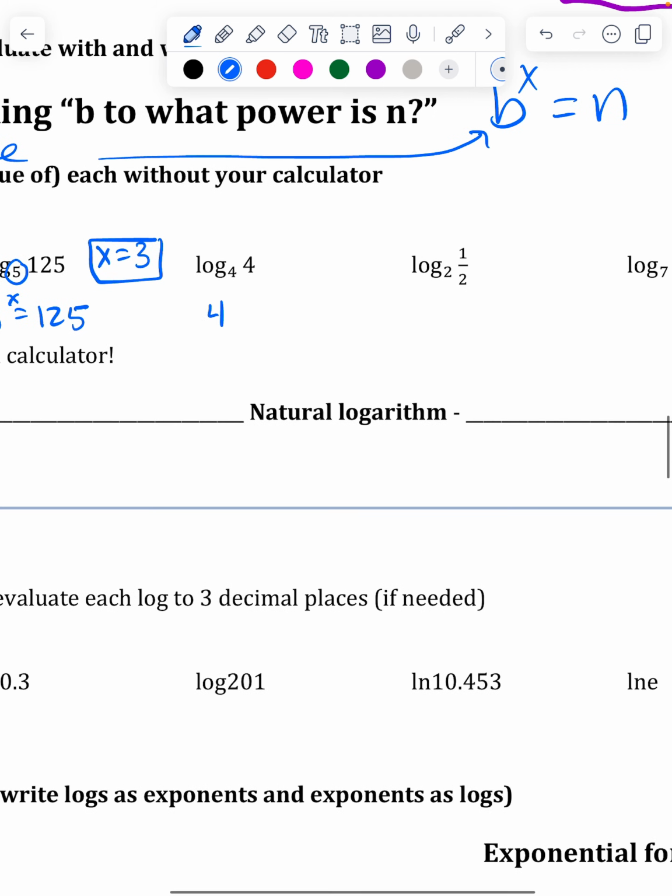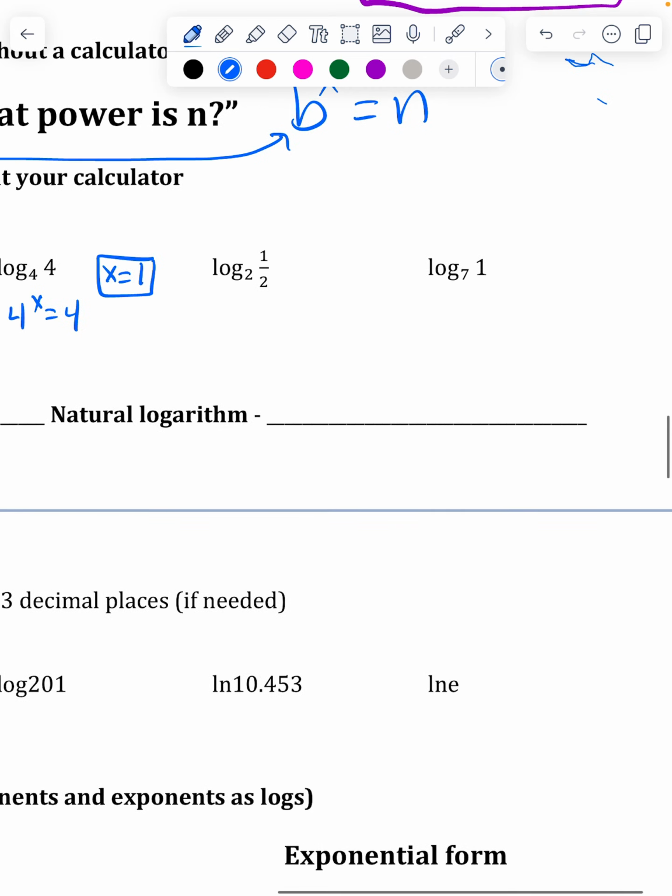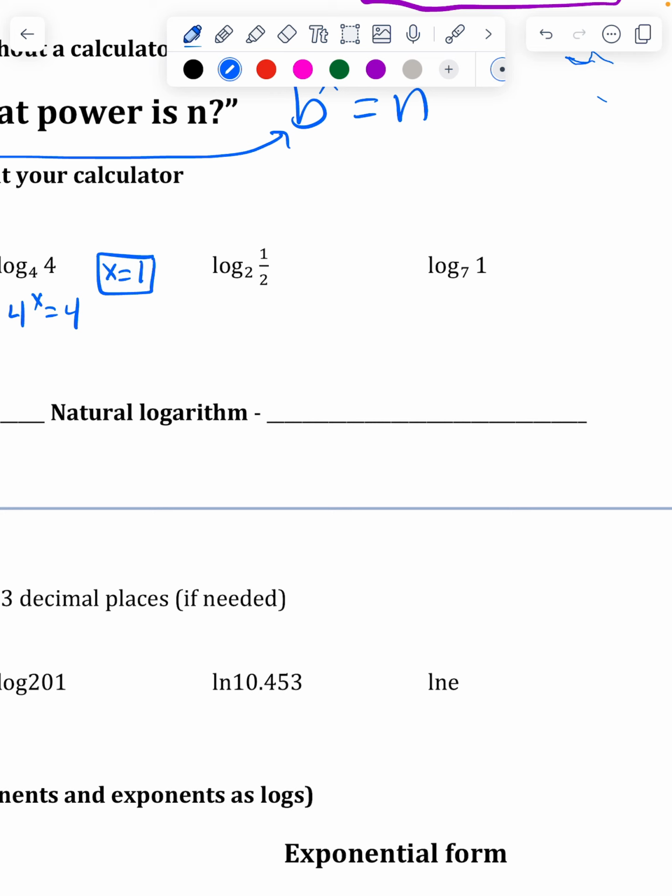Here, this is saying 4 to what power is 4. Well, that would have to be to the 1st power. 4 to the 1st power is 4. These next two, this one's kind of tricky.